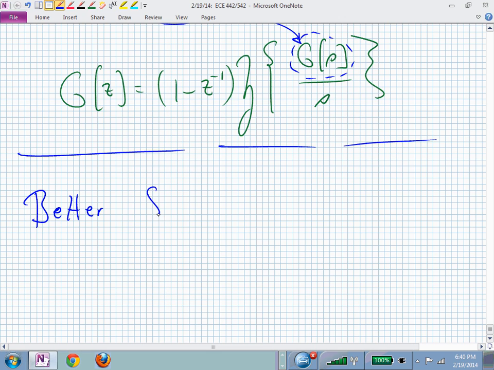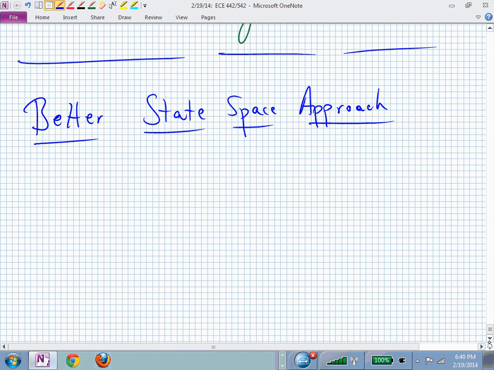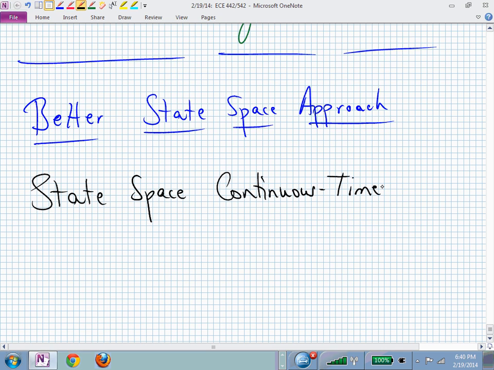A better state space approach is as follows. It's to basically work with the given state space representation. So here's what we would do. Here is our state space in continuous time. So I should have done this continuous time state space so that if you're texting, it's CTSS.